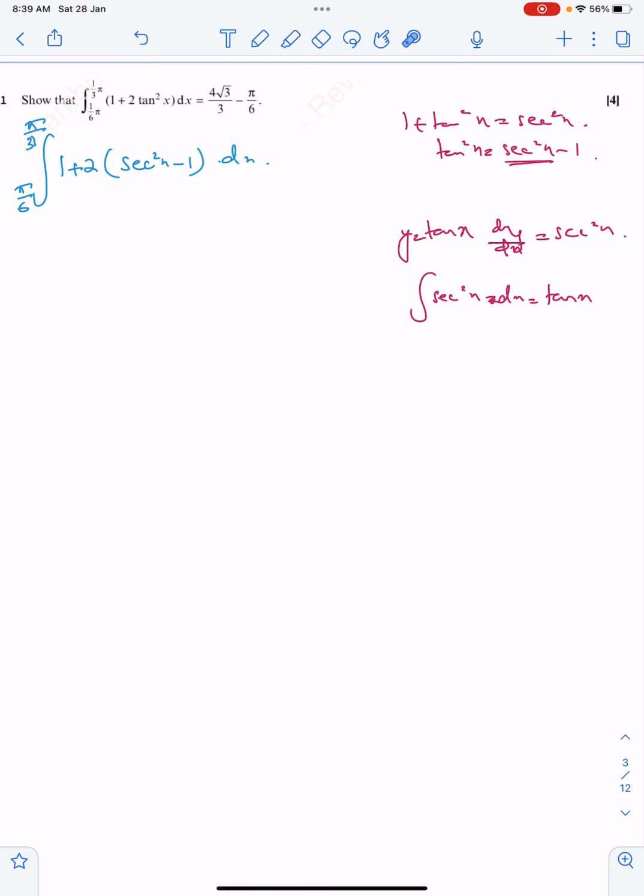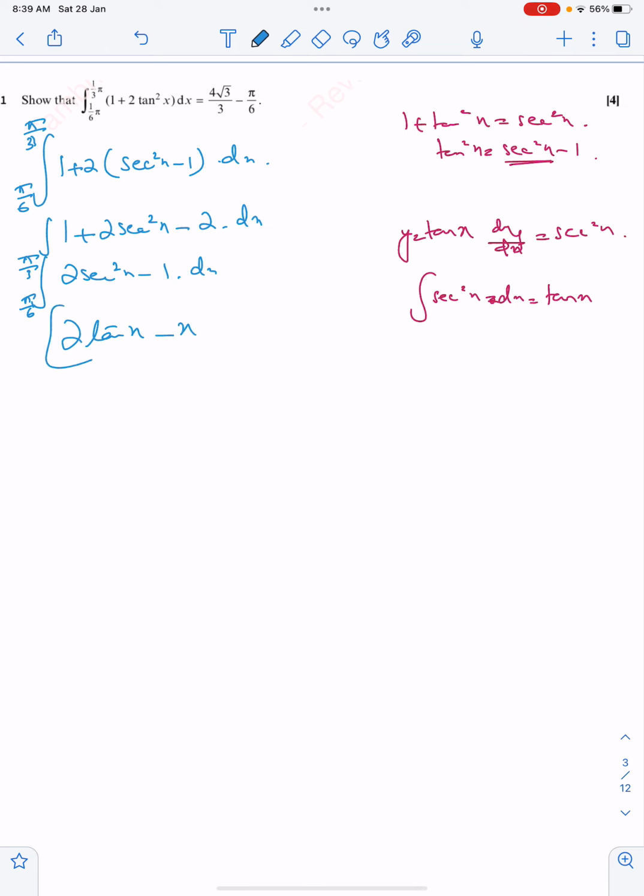Okay, first let's simplify this. 1 plus 2 sec square x minus 2 dx, which is 2 sec square x minus 1 dx. So we're supposed to integrate now. Pi by 3 and pi by 6 are the boundaries. So let's start with the integration process. The integration of sec square x is tan x, so 2 tan x minus the integration of 1, which is x. Now I have to apply the boundaries of pi by 3 and pi by 6 on this.